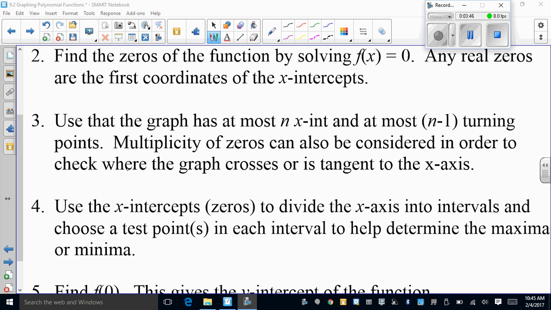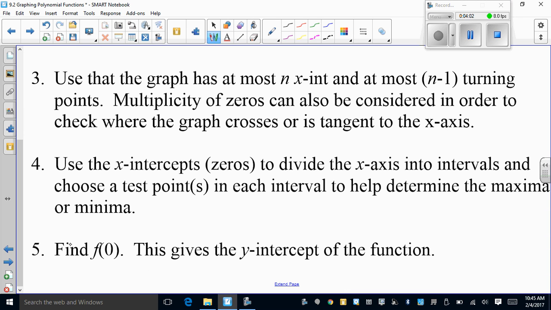Okay, and then in step 4, use the x-intercepts or zeros to divide your x-axis into intervals and choose a test point or points in each interval to help determine the max or min. You may not actually find the max or min, but you're going to get a good idea of where it is. Find f of 0. This gives the y-intercept. This can be done at any point in time. You can do that the very first step if you wanted to. So this one can be done at any time. The other ones pretty much follow a nice flow.